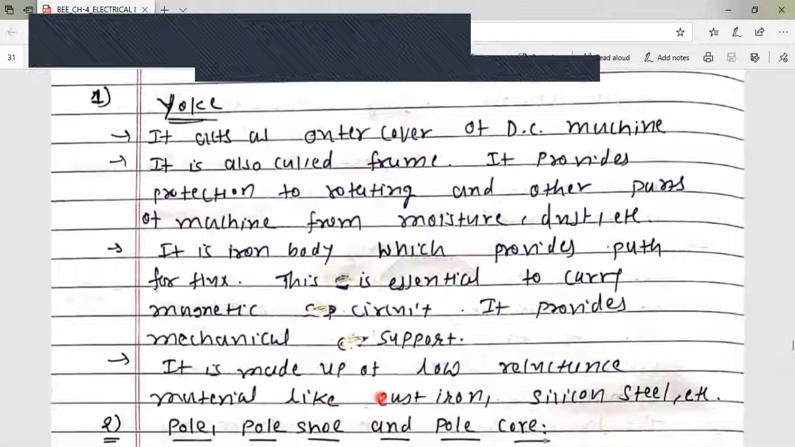It is made up of low reluctance material like cast iron, silicon steel, etc. So basically, the function of the yoke is to provide protection to the rotating and other parts of the machine from moisture, dust, etc. It is made up of an iron body, with low reluctance material like cast iron and silicon steel.